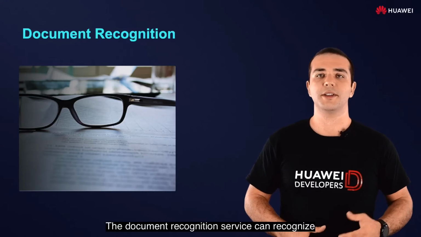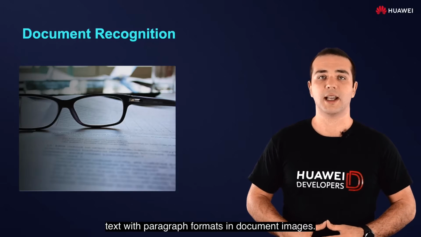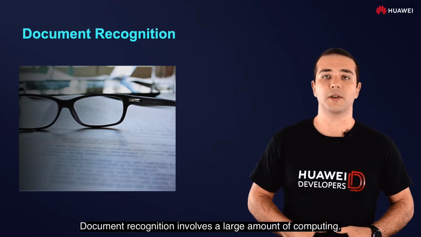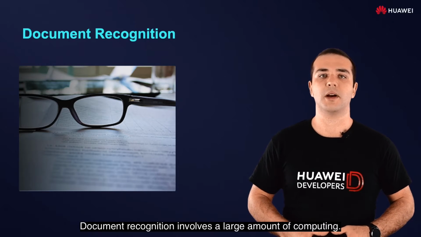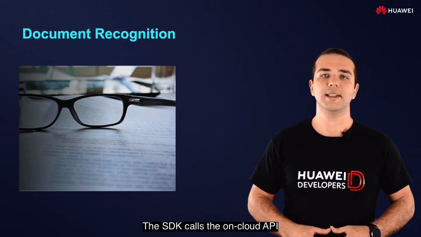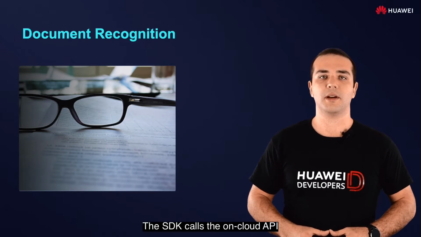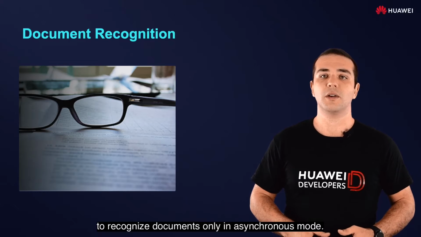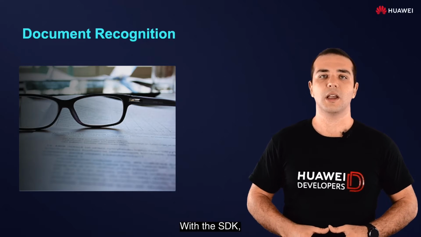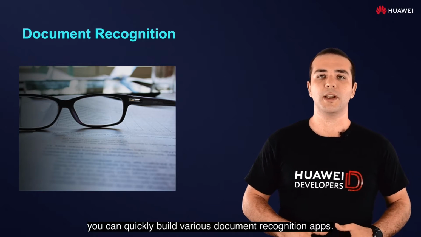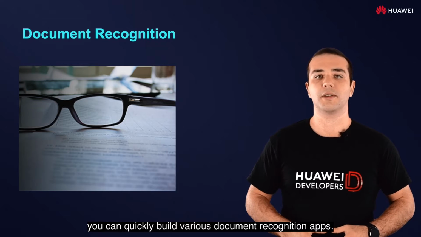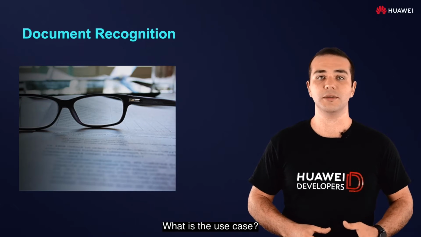The document recognition service can recognize text with paragraph formats in the document images. Document recognition involves a large amount of computing. The SDK calls the on-cloud API to recognize documents only in asynchronous mode. With the SDK, you can quickly build various document recognition apps. What is the use case?